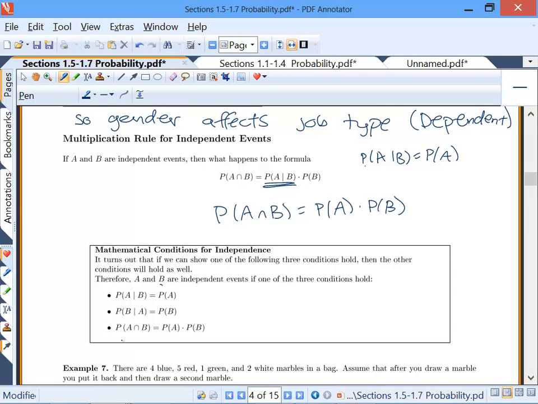Okay? So on the test, when I say, are these two events independent, show me mathematically, you need to show me that one of those three things happens. You don't have to show me all of them, just one of them, whichever one seems most convenient.